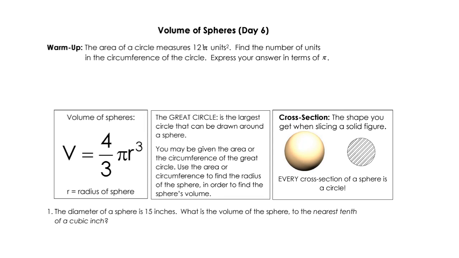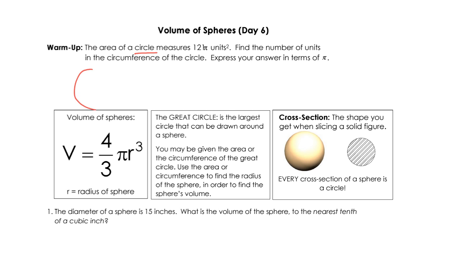Okay, here we go. So in day 6, we're going to do our warm-up. It says that the area of a circle measures 121 pi units squared, and we have to find the number of units in the circumference of the circle, and we'll express our answer in terms of pi. So this isn't about three-dimensional shapes. This is about a two-dimensional shape of a circle.